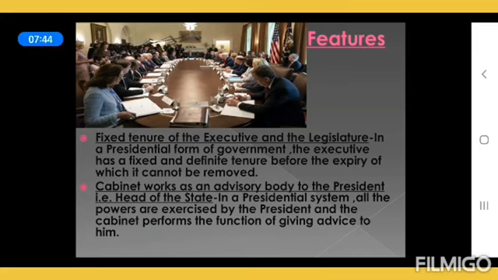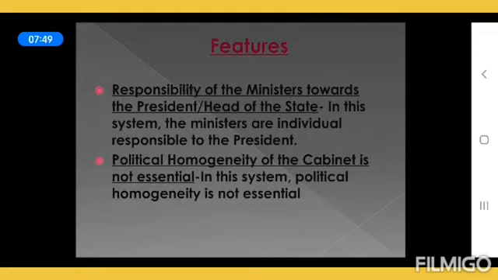Now the next one, that is number 5 of the features: responsibility of the ministers towards the president or towards the head of the state. Let me read it out. In the system, the ministers are individually responsible to the president. This is very, very simple. In presidential systems, the ministers are individually responsible.